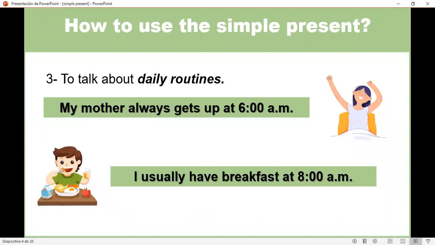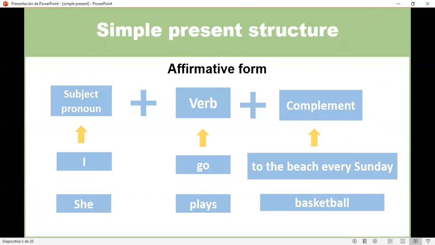Number three, we use simple present to talk about daily routines, rutinas diarias. Example number one, my mother always gets up at 6 a.m. Example number two, I usually have breakfast at 8 a.m. That is the second example. When we talk about daily routine, we use the time. Usamos la hora. Yes? Okay, and in this case, we have the structure of the simple present.